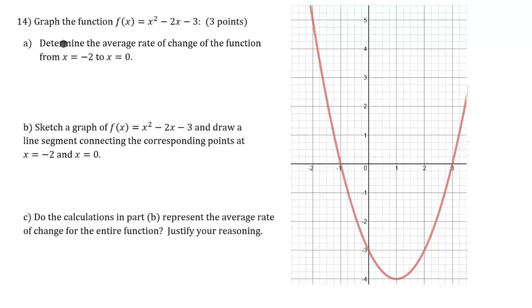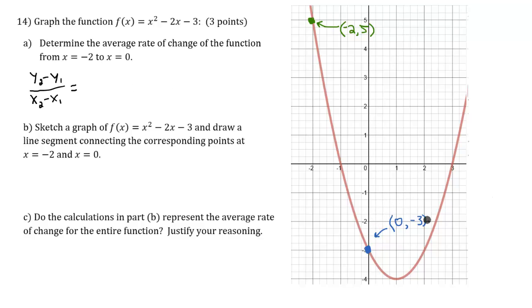And we want to figure out, first of all, the average rate of change of the function from x equals -2 and x equals 0. So x equals -2 right around here, and that's going to be (-2, 5). And x equals 0 down here, and that point is going to be (0, -3). So we're going to use our slope formula, y2 minus y1 over x2 minus x1, to figure out this average rate of change.